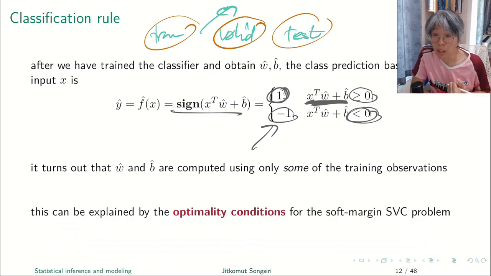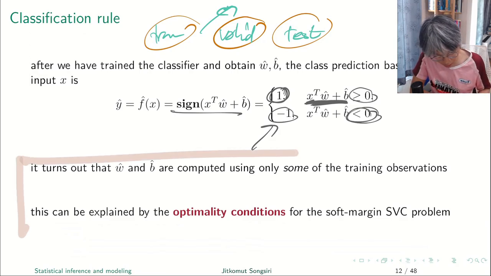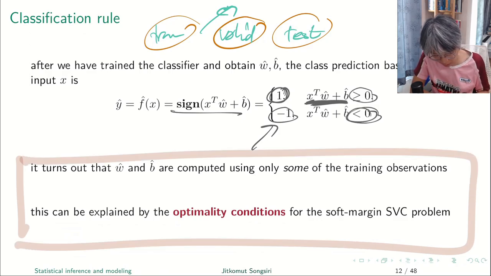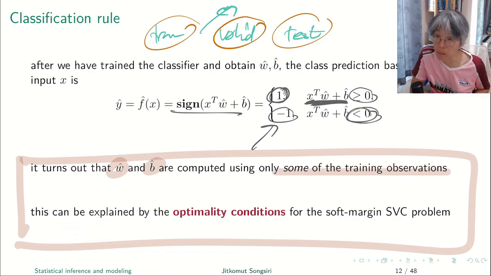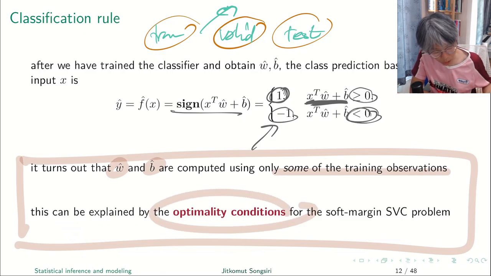I will end the video here, but I'm going to leave the idea that in the next video clip, we will explain in detail how to get W hat and B hat, the estimated parameters. And it's going to be a nice observation that in order to calculate B hat and W hat, you only use some of the training observations, not all of them, and the result will be clear by using the KKT conditions or deriving the dual problem of the SVC.